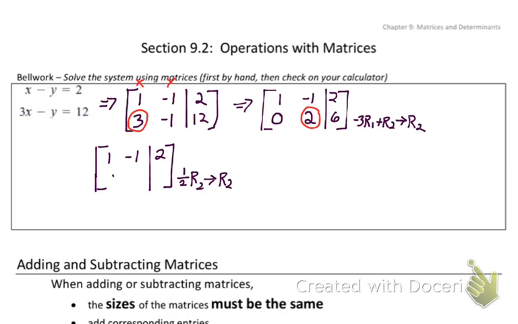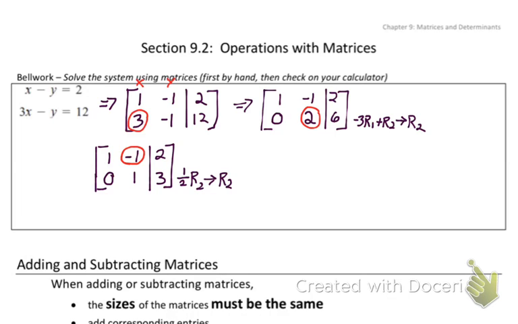Half of 0 is 0. Half of that 2 is 1. That's what we needed. And half of 6 is 3. All right, we're almost done. We just have to create a 0 there.